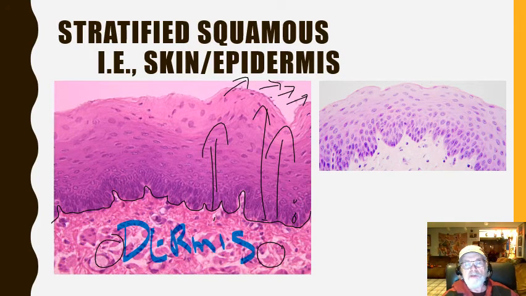The cells become thinner, they start to change, they keratinize, they become dead and flat and crumbly, and you can see the same thing here. So here would be my basement membrane, somewhere right in here. Okay.